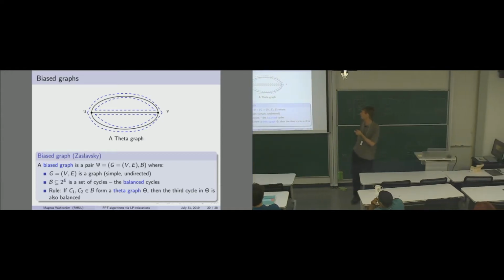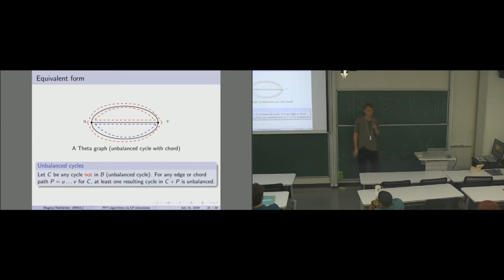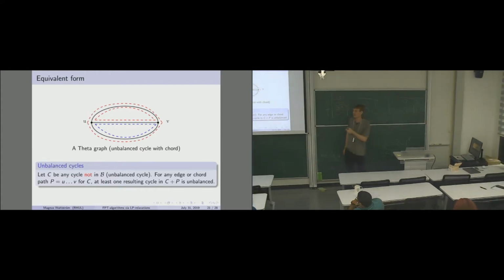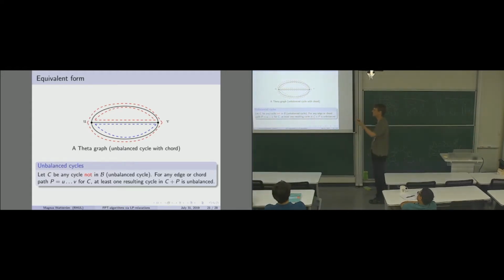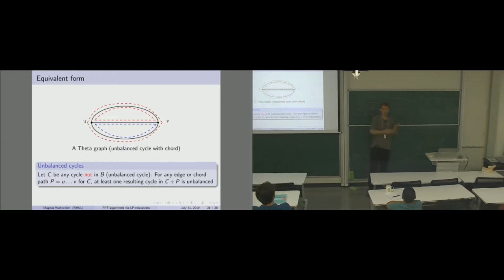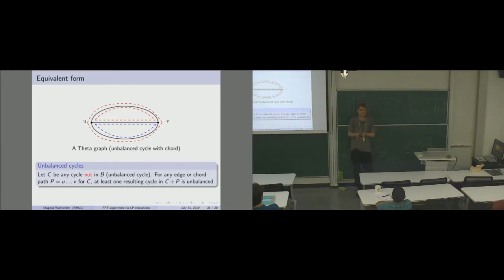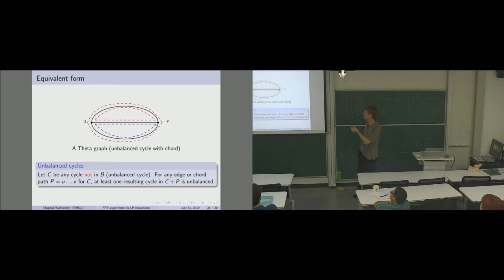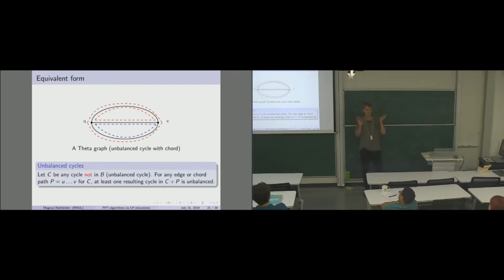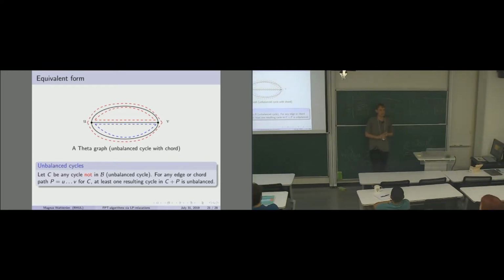So it's an oracle. For us, the more interesting direction is to say, complementarily, if you have a theta graph where, let's say, the outer cycle is not balanced, and if you draw any chord, so U and V is either an edge or a path from U to V disjoint from the circle, at least one of the 2 resulting half cycles or new cycles is also unbalanced.